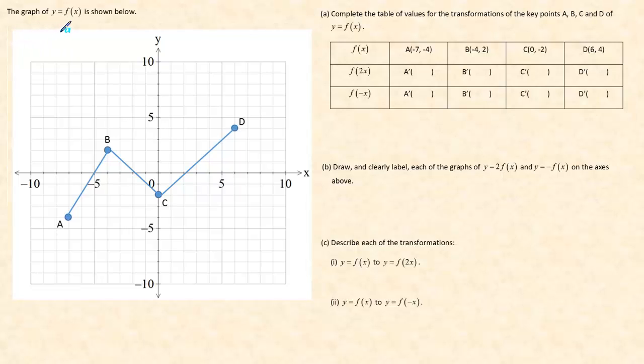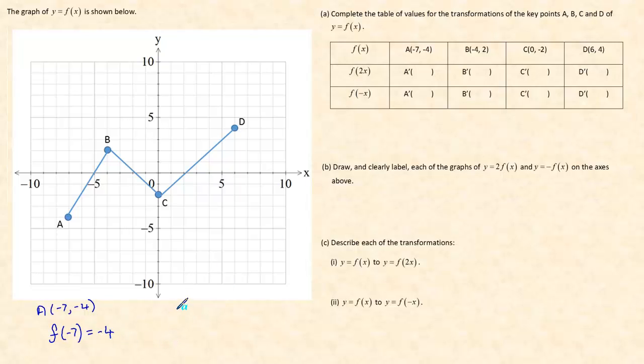The graph of y equals f of x is shown below. Complete the table of values for the transformations of the key points A, B, C and D of y equals f of x. So let's just consider this key point here. A, -7, -4. That tells me that f of -7 is equal to -4.